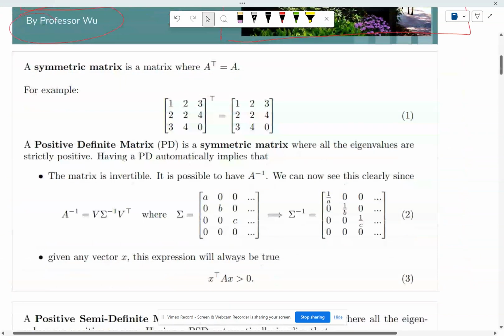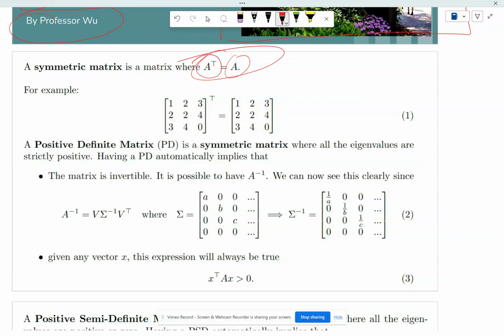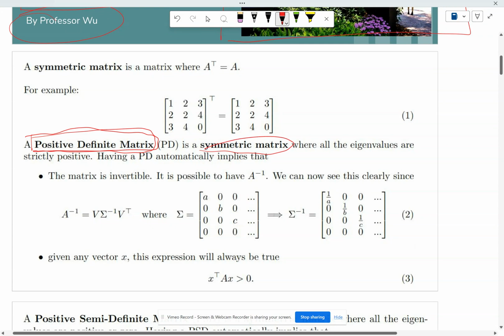So, we talked about symmetric matrices where if you take the transpose, it's equivalent to itself. For example, over here, if you were to take the transpose, notice that they're exactly the same. Now, today, we're going to talk about this thing called positive definite matrix. So positive definite matrix, or PD, is a symmetric matrix where all the eigenvalues are strictly positive.